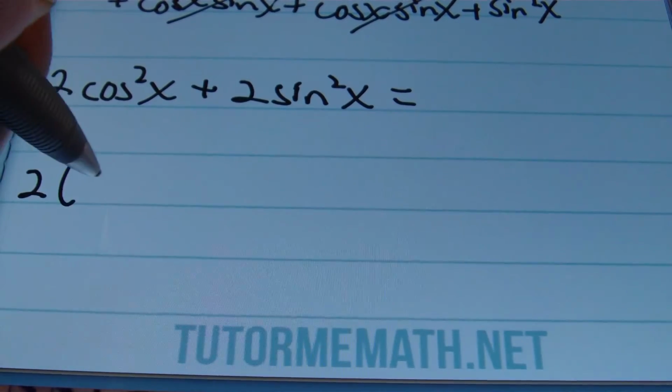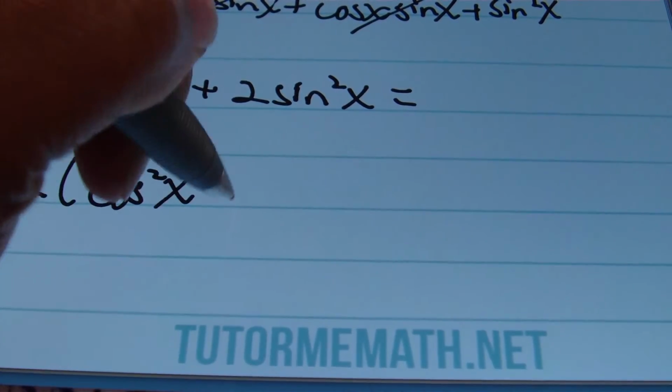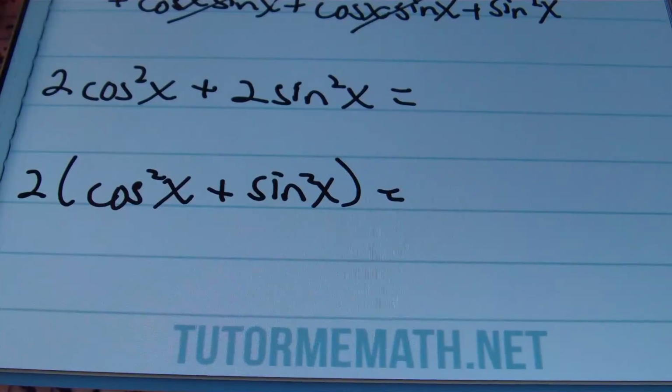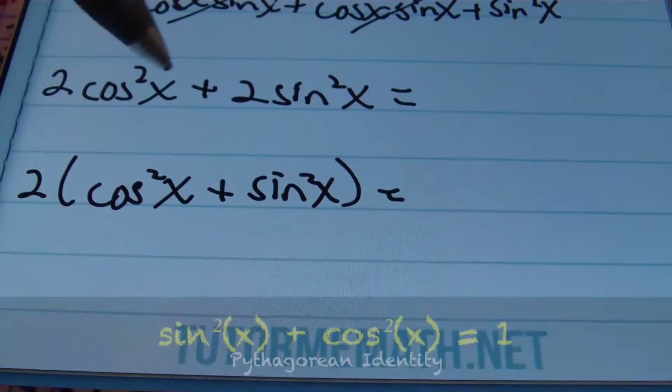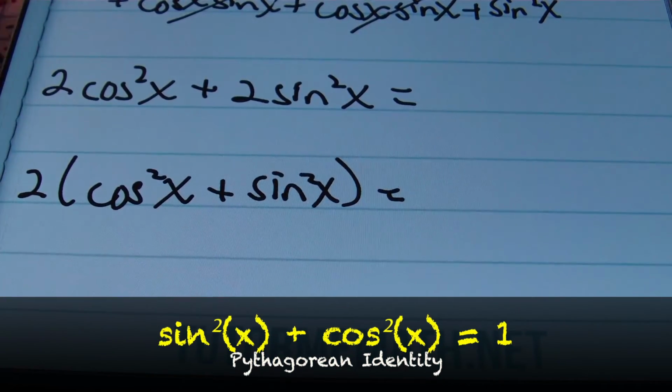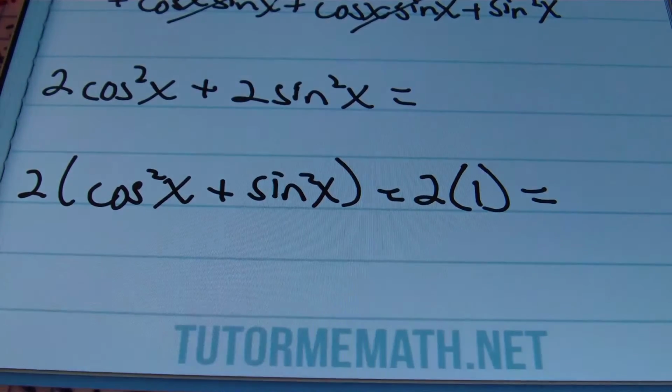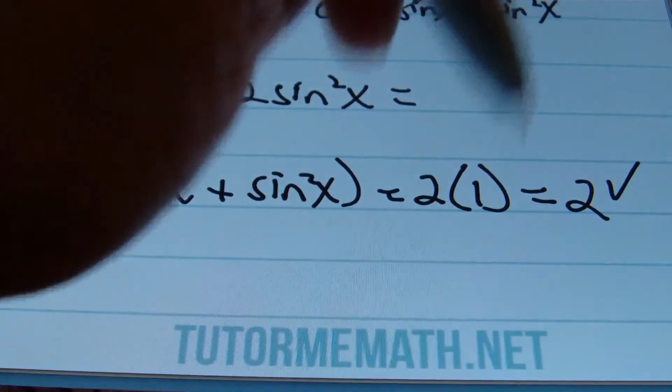Factoring out 2, that leaves me with cosine squared x plus sine squared x. And ladies and gentlemen, we should know that using our Pythagorean identity, cosine squared x plus sine squared x is 1. So this all boils down to 2 times 1, which is 2. All right? Don't make a mistake on that last step.